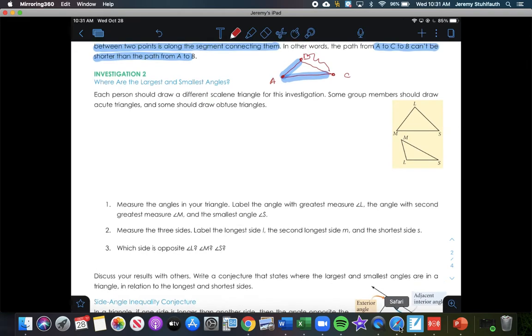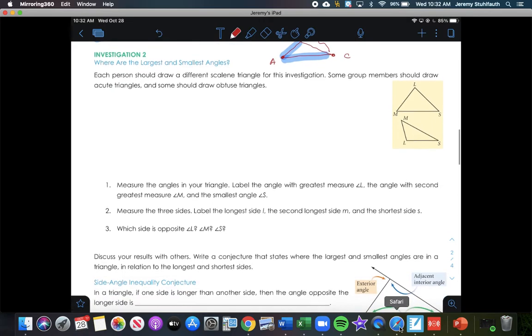Everyone in your group would draw a different scalene triangle, meaning the sides of your triangles would all be different sizes. And then you would go through and answer these questions. You would measure your angles. Okay, so if you want to do this at home, feel free. Measure the angles in your triangle, and then you would label the angle with the greatest measure, angle L, the angle with the second greatest measure, angle M, and the smallest angle you would label angle S.